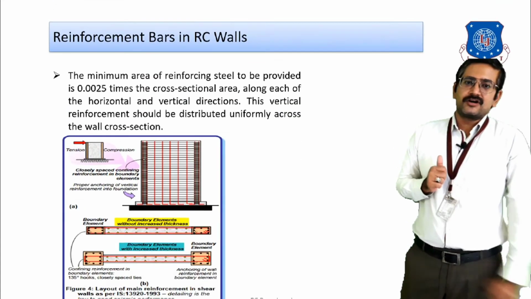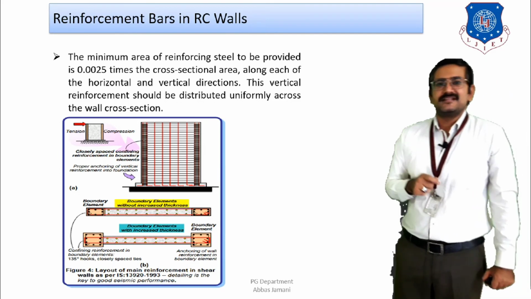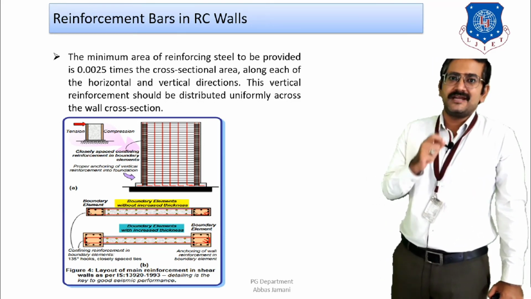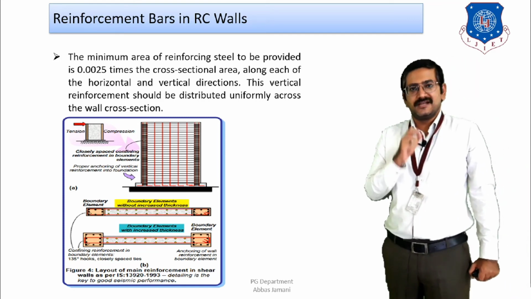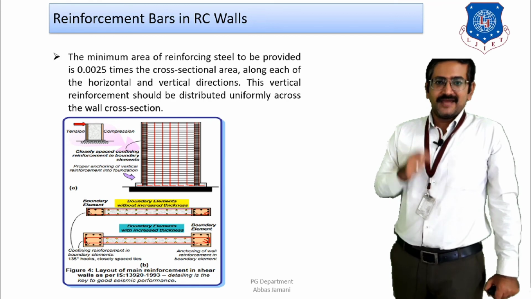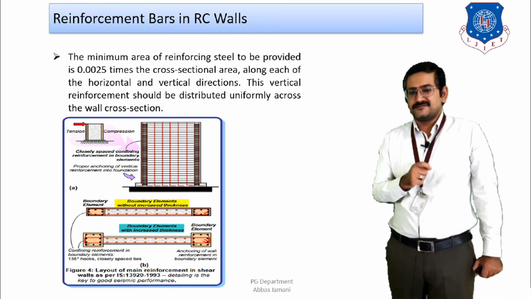And lastly, we talk about the reinforcement criteria. IS 13920 says that the minimum reinforcement to be provided in shear walls is 0.25% of the gross cross-sectional area, both in the horizontal and the vertical direction, right? And this vertical reinforcement should be evenly distributed across both the faces of the shear wall.